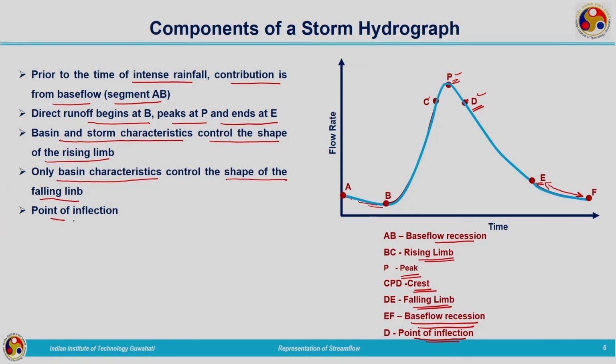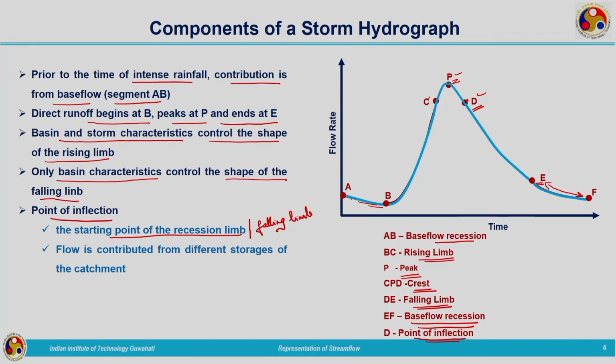Now, coming to the point of inflection, it is the starting point of the recession limb. Recession limb is also termed as falling limb. So, the point of inflection is nothing but the starting point of the recession limb. So, at this point the flow is contributed from different storages of the catchment, and after this the withdrawal of the flow from the storages will be taking place, and this point of inflection is representing the point of maximum storage.